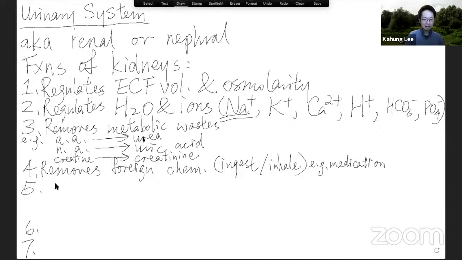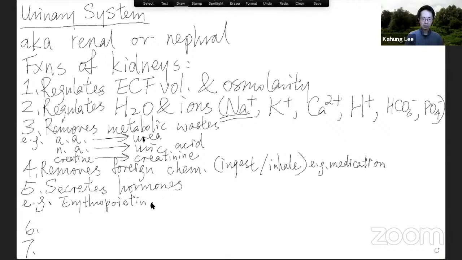All right. And then secrete hormone. I hope you still remember your endocrine system lecture. Remember the hormone that the urinary system secretes? It is called erythropoietin. It is also known as EPO. What is the function of EPO? Does anyone remember? It is the red blood cell production.